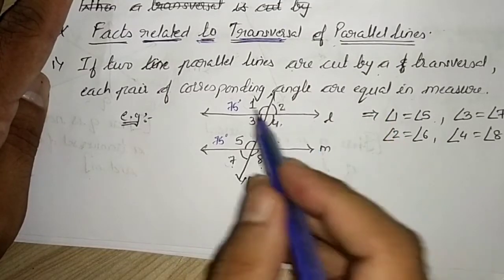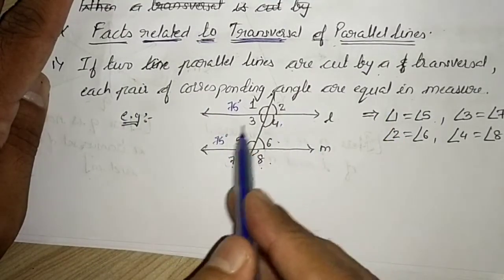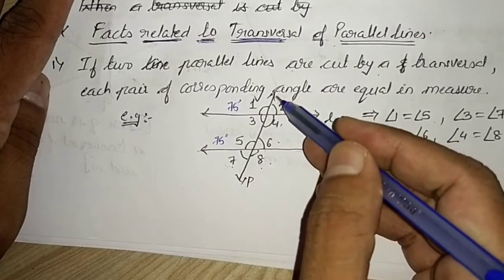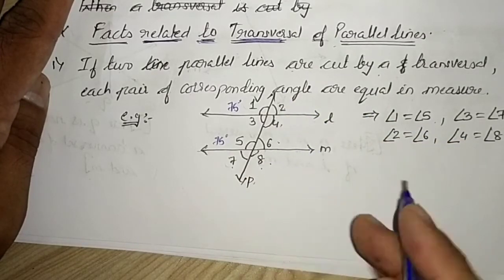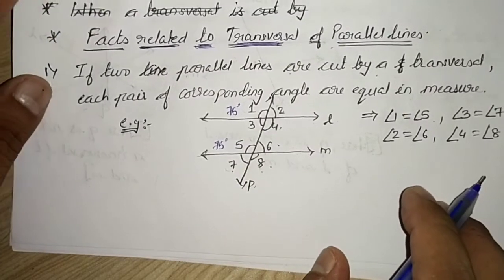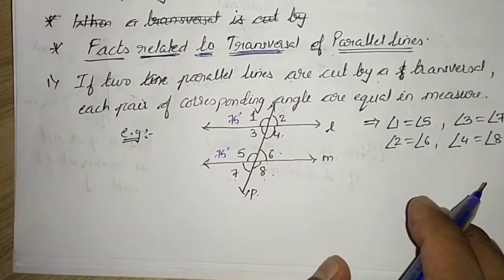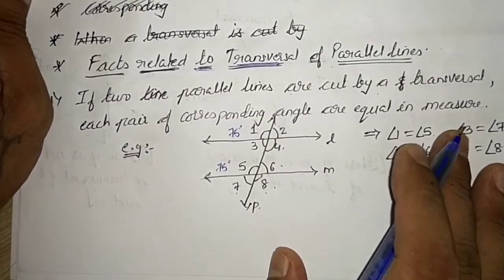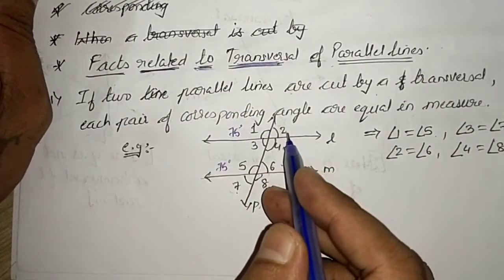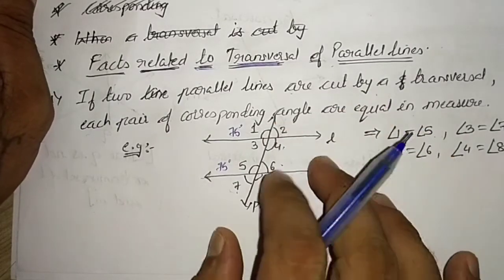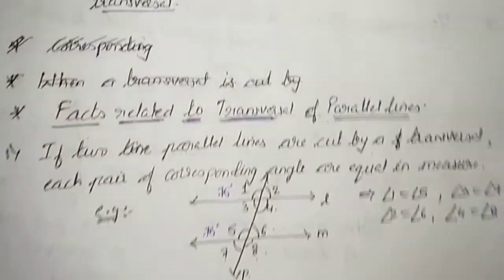But when two parallel lines L and M are cut by a transversal P, not always P, the name will be different every time. Hope you have understood. First, like this, there are 6 facts which will be used in the exercise. So please go through them carefully.